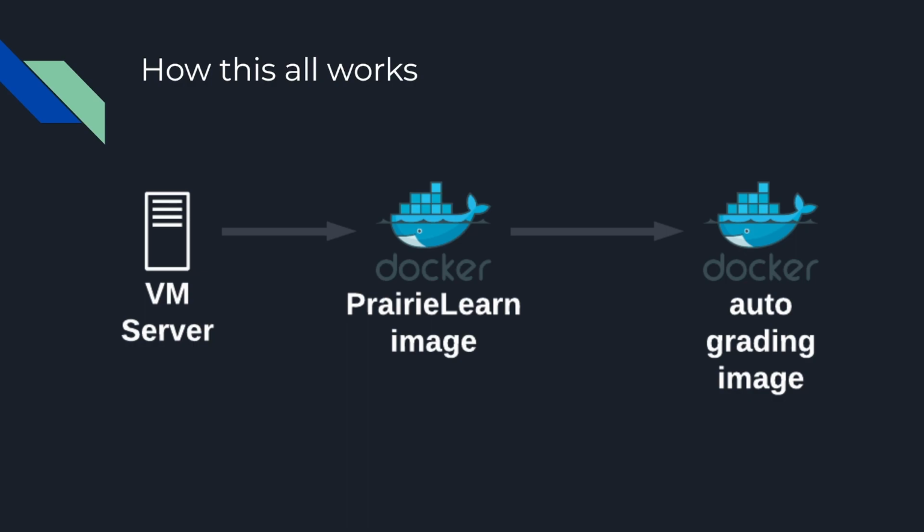So how this all works, so we have our VM server, that's the machine that everything's hosted on. Then that spins up a Docker image of the PrairieLearn server, and PrairieLearn itself will call another Docker image for auto grading, and that Docker image only exists during that auto grading part. So this auto grading image probably only exists for a few seconds, unless it's a really complicated piece of code that takes a while to compile.